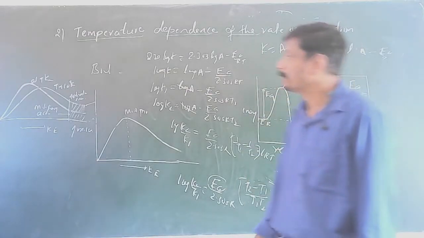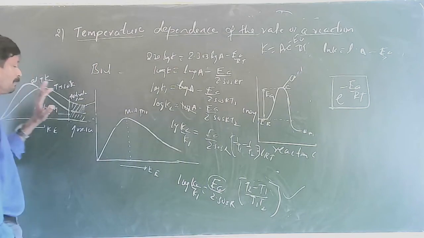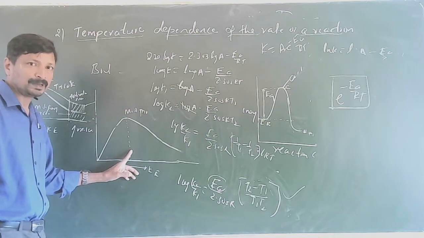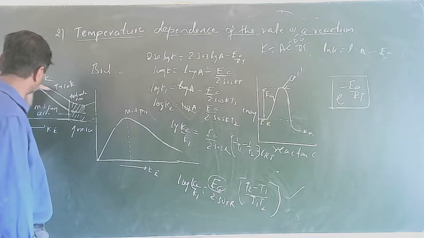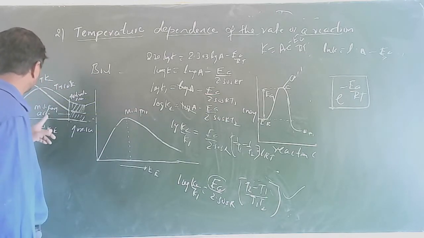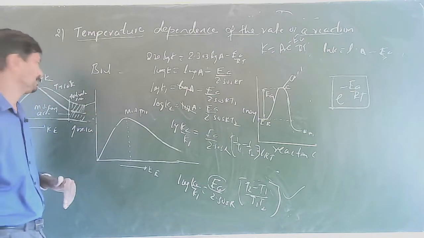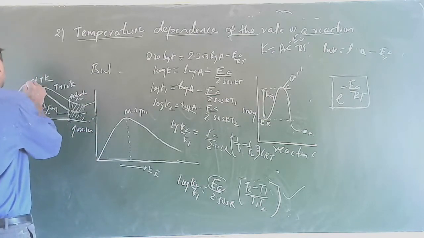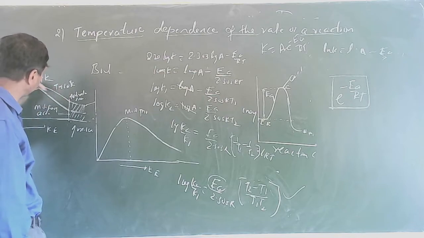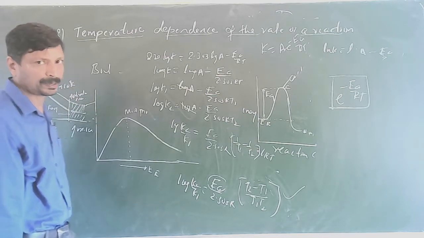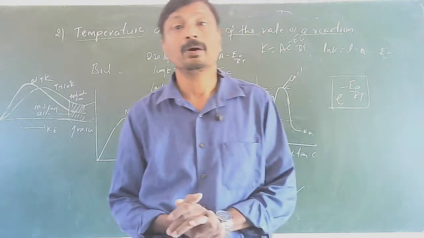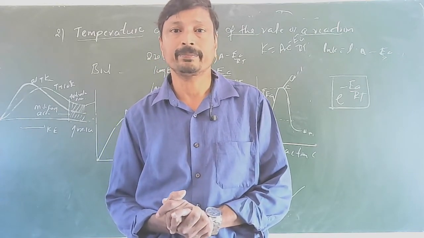So here this is the distribution of energy between two different temperatures. The distribution of energy, and this is the most probable kinetic energy. Suppose you increase the temperature, the curve moves towards the right-hand side, and the most probable velocity moves to the right. So here this is the maximum. The area is the same in both curves, but at the higher temperature the curve is moved to the right-hand side. Okay, I think this is sufficient. This is how temperature affects the rate of the reaction.